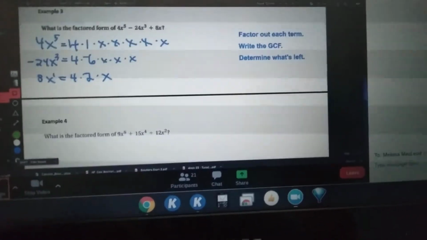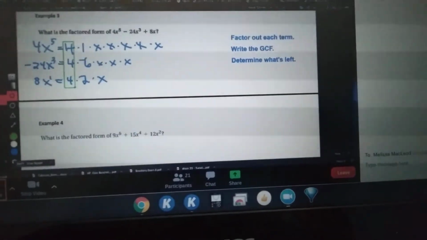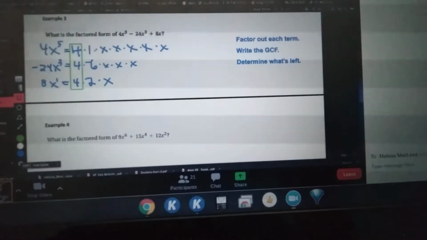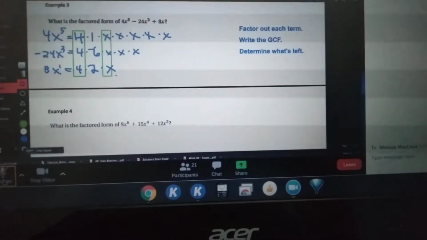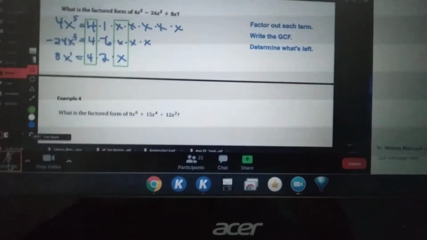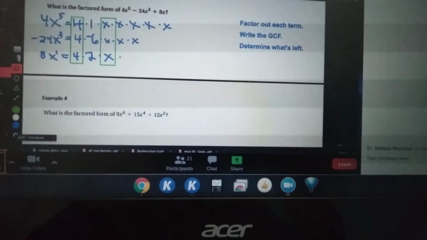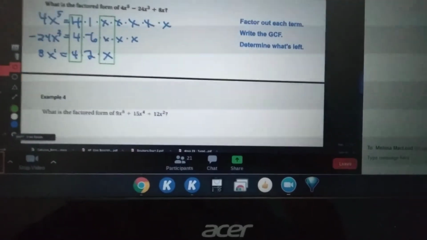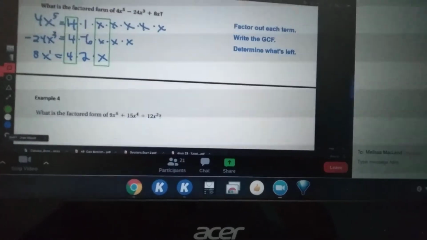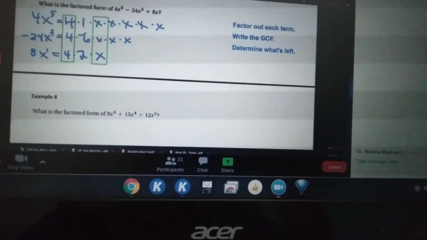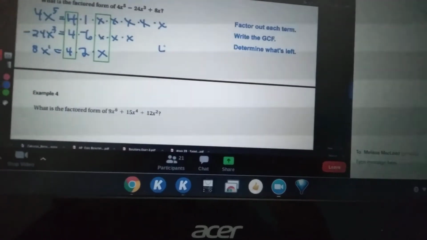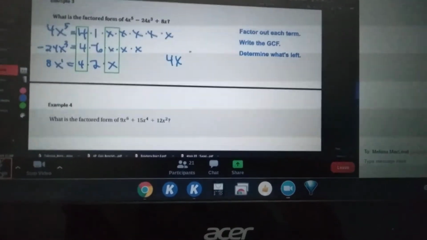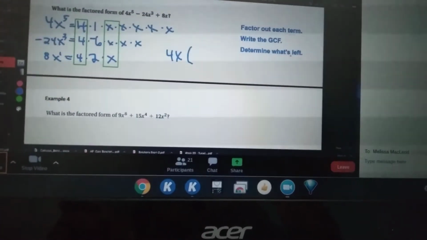Well, every single term has a 4. There it is. And then I move on. X, x, x. Yep, every single term has 1x. X, x, nothing. Uh-oh, problem. So I need to write factored form. So now I go back to my drawing. Factored form will be 4 and then x, 4x, parentheses. Now determine what's left.